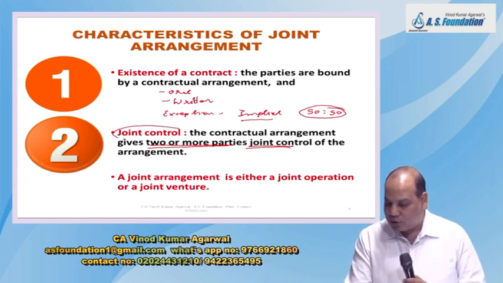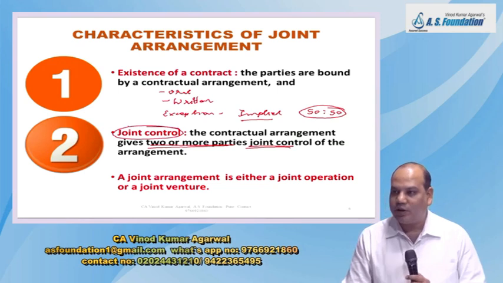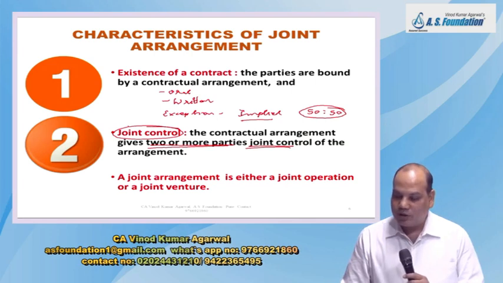Joint control means one person unanimously cannot take the decision. He needs one more person at least. And then these two persons who are required to take decision must act unanimously.